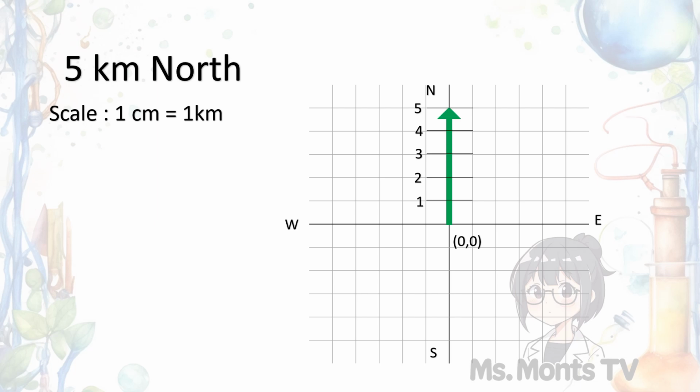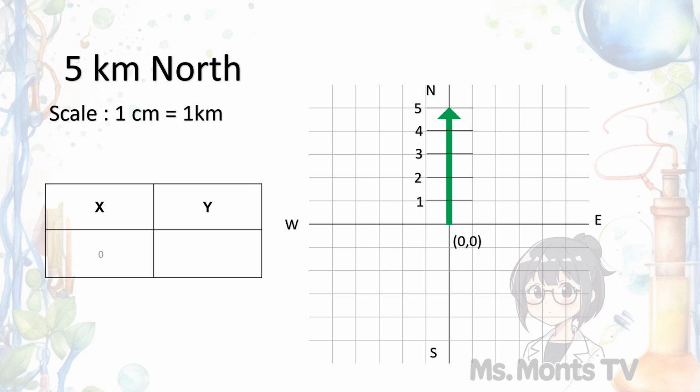Then we will get the x and the y components. As you can see, it's going to the north, so there is a 0 x component. And the y component is 5 kilometers, and it is positive because it is upward.